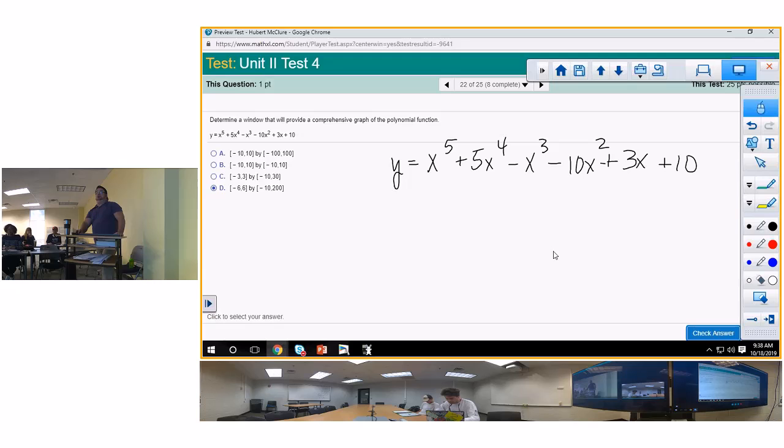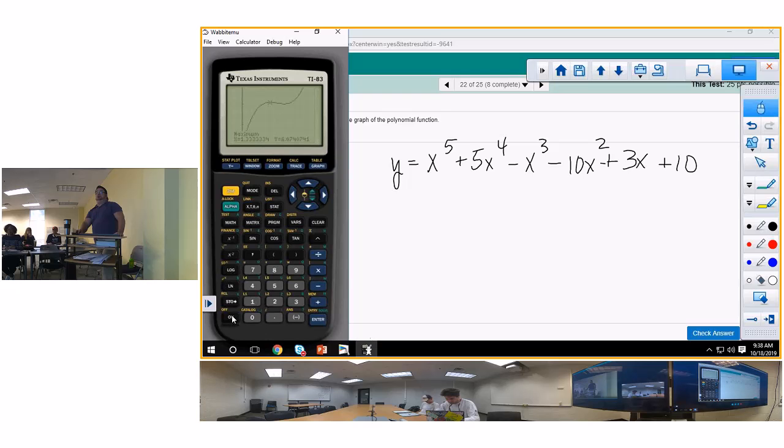I guess you have to graph it. I don't know why you would need 200 with a y-intercept of 10, but evidently it's doing something funky. Let's go ahead and graph it. Evidently it's doing something funky way up on the y-axis.